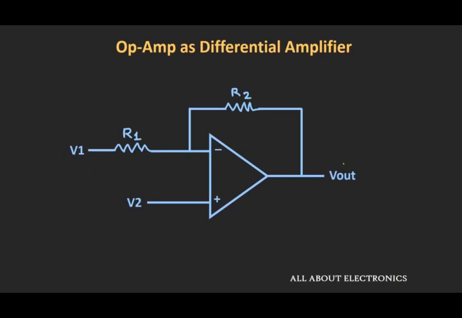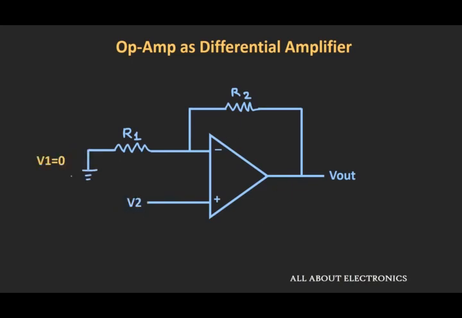So to get the final output, we need to use the superposition theorem. We will consider only one voltage source at a time, and we will consider the remaining voltage source as 0. First we will consider the voltage source V2 as 0, and we will assume that the voltage source V1 is acting alone. Let us say in this configuration the output voltage is VO1. This output voltage VO1 can be given as minus R2 divided by R1 times the voltage V1, as it is the inverting configuration, right?